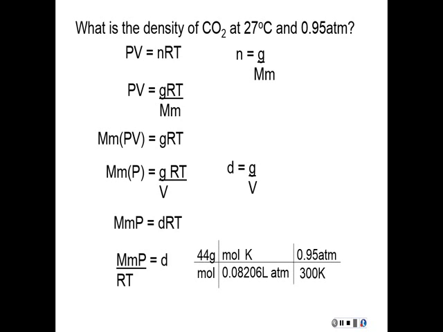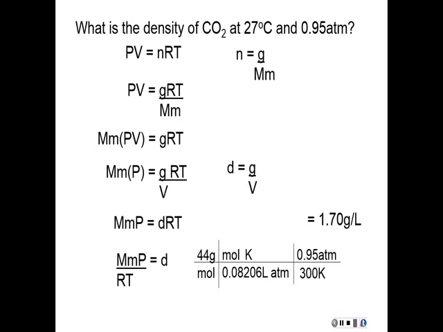I get my molar mass for the CO2, so that's 44 grams per mole. You notice the per mole, the moles are in the denominator. Because I'm dividing by R, I'm flipping those units. So now you can see that moles will cancel, and Kelvin will cancel, and atmospheres will cancel, and I'm going to be left with grams per liter, which is the density unit. And I wind up getting 1.70 grams per liter.